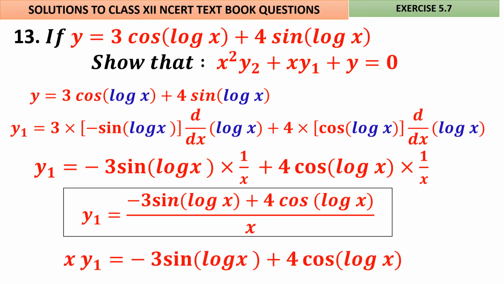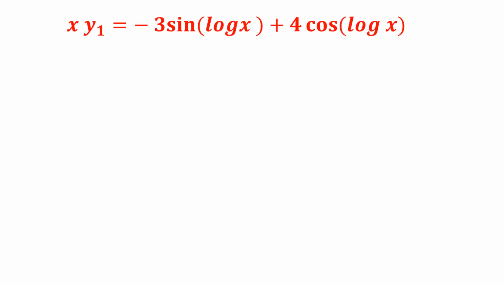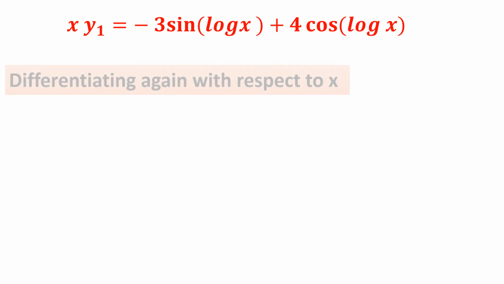Normally what will you do to go to the second derivative? If there is anything in the denominator, we will try to cross multiply. Cross multiply it. x into y1 is equal to minus 3 sin of log x plus 4 cos of log x. Good. Let us continue with the equation which we got from the first derivative.